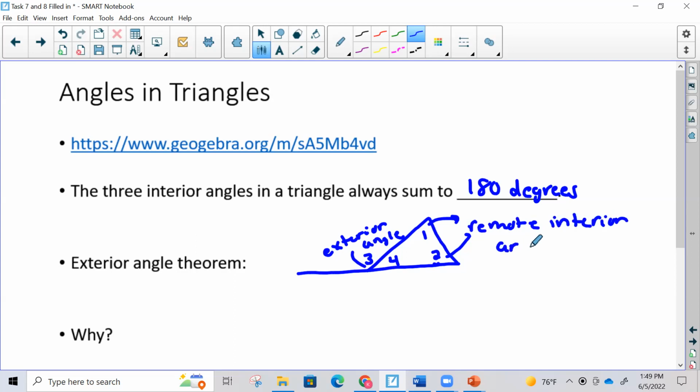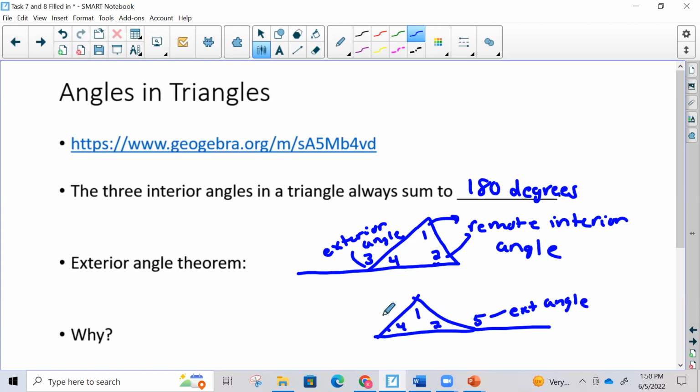Okay, and I can draw this a lot of different ways. I could draw my triangle like this again, and then I could extend this side and put an angle here. And then this is the exterior angle, and now these two are the two remote interior angles. So it depends on what exterior angle you're looking at.